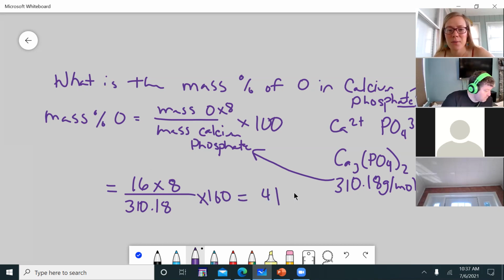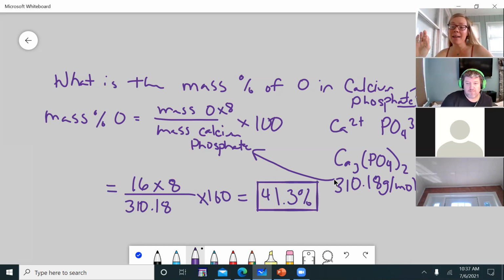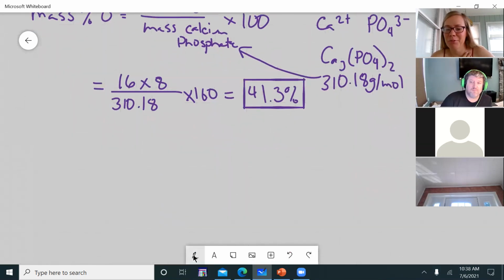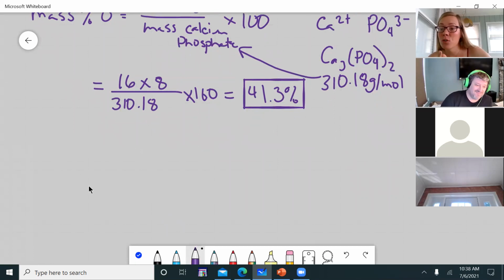Let's see, how many sig figs do we want with this? I guess since we're using these values, I'll give it 1 decimal. Again, I don't care too much. 41.3%. So 41.3% of calcium phosphate by mass is coming from the oxygen. So just under half, and that makes sense. There's a lot of oxygens, right? There's 8 oxygens in there. They're light elements, but there's 8 of them. That's not too bad. I feel like that's kind of easy. It's refreshing. Let's have you guys do one.